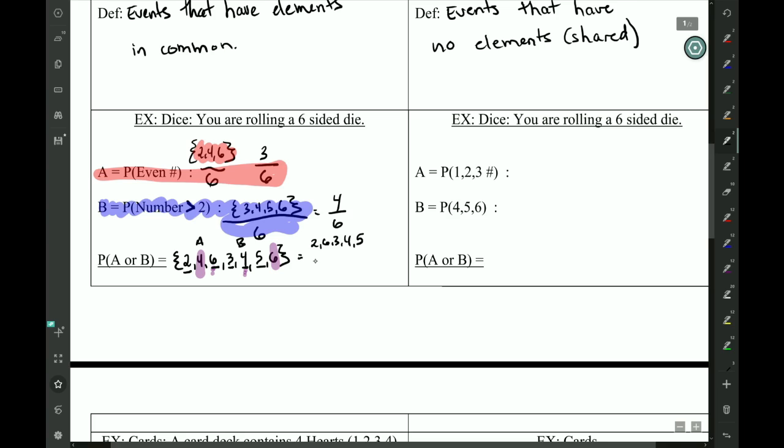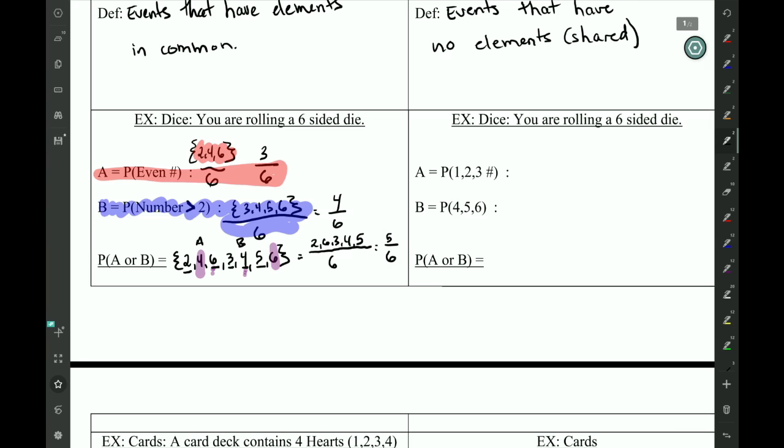Okay, and the probability then would be 5/6, since we counted everything twice. And if you think of it, the only number that is out of our spectrum here is 1. So it does make a little bit of sense.